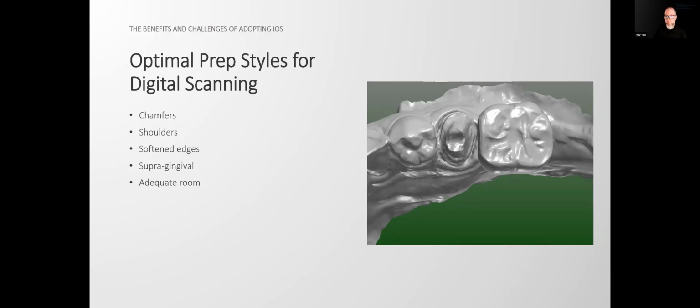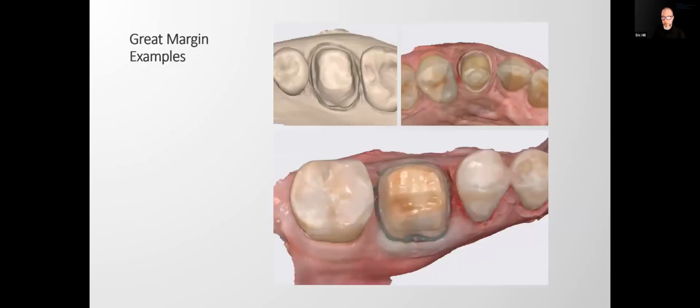So making sure those things are rounded over just a little bit, making sure you have chamfers and shoulders on there, and making, of course, sure that you have adequate room. That'll make sure these cases go nice and smoothly. Here's a few great margin examples.